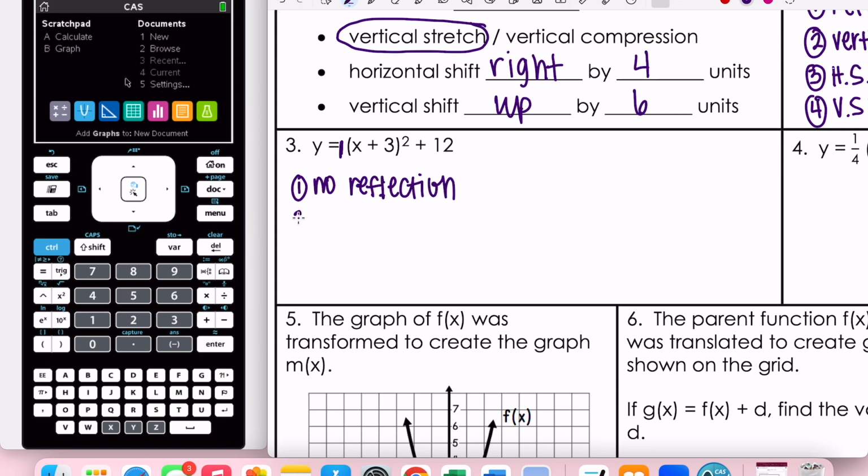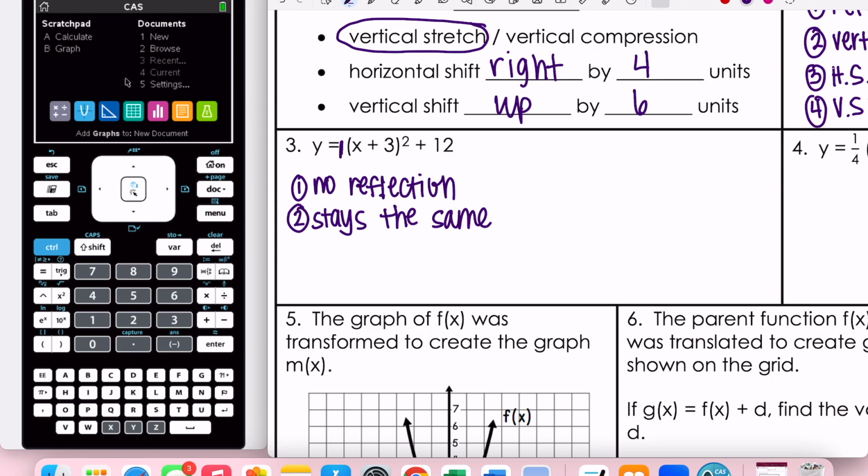Now, guys, if my value of a is 1, remember, anytime I multiply or divide something by 1, it stays the same. So I'm going to write stays the same here because nothing is happening to this graph in terms of its width. It's not being compressed and it's not being stretched. So again, we're going to put stays the same.